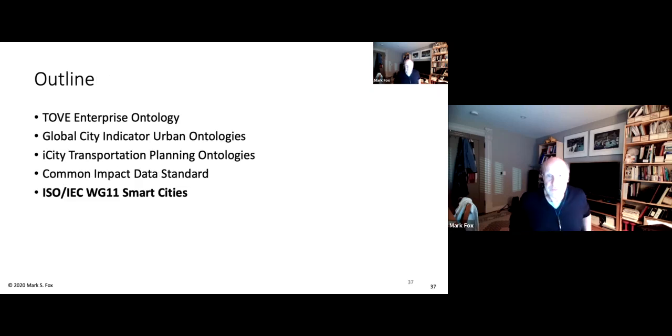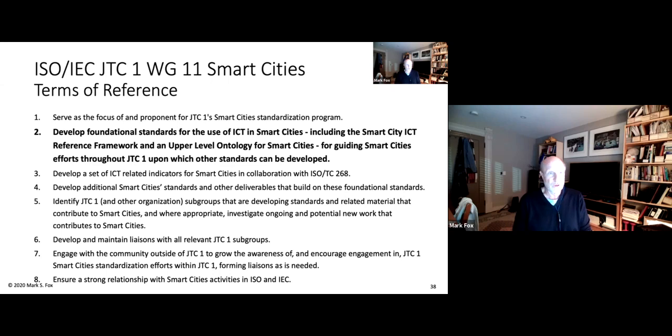So the last part of my presentation is now focused on the standards work that we're involved in. I am a member of ISO IEC WG11, which is working group 11 on smart cities. This is the terms of reference for WG11. The one that's important here is to develop foundational standards for the use of information communication technology in smart cities, including a smart city ICT reference framework and an upper level ontology for smart cities for guiding smart city efforts through JG1. The key thing that I focus my attention on is the development of ontologies for smart cities.